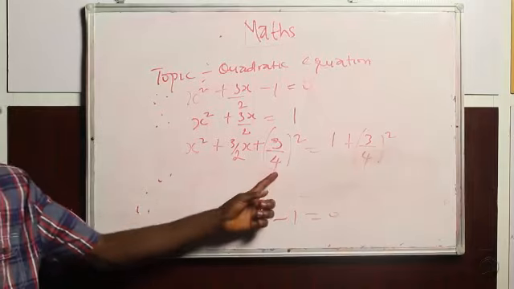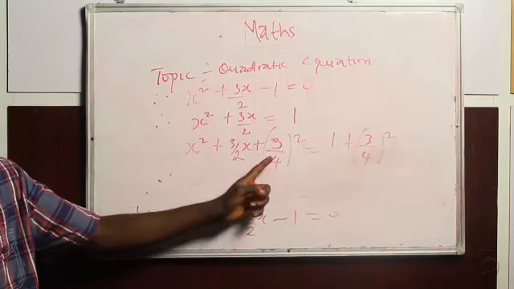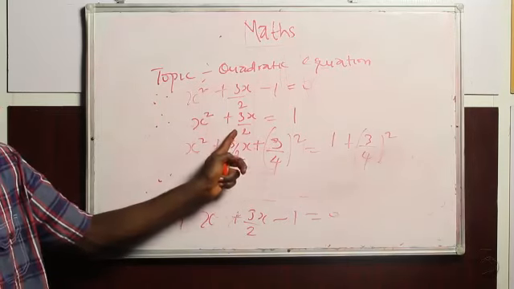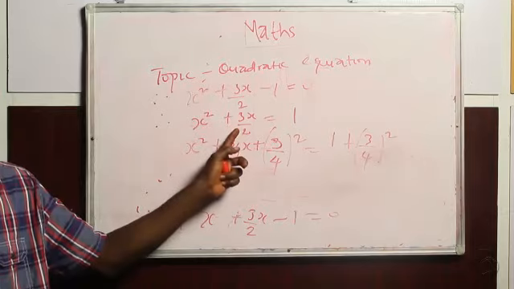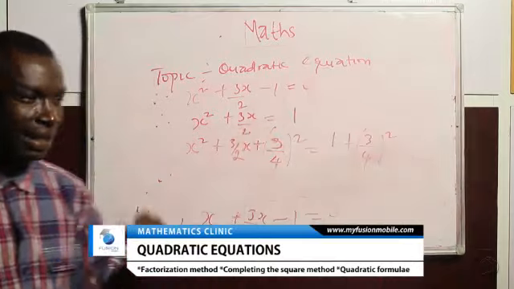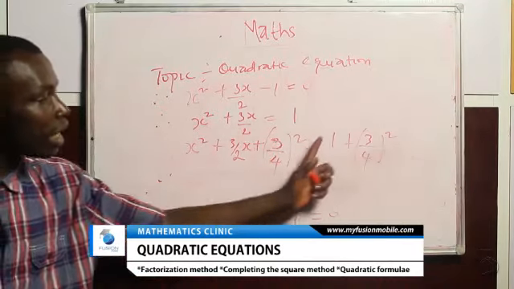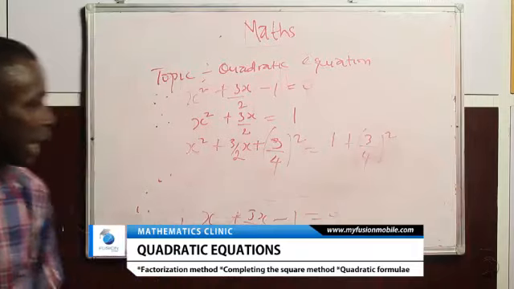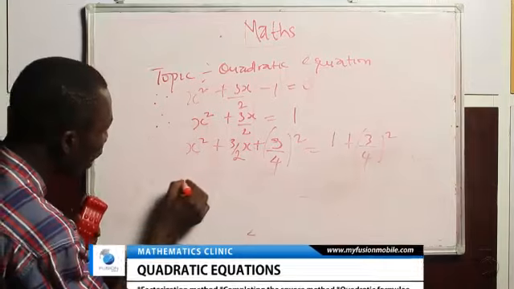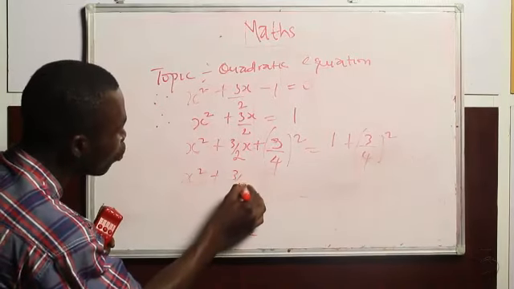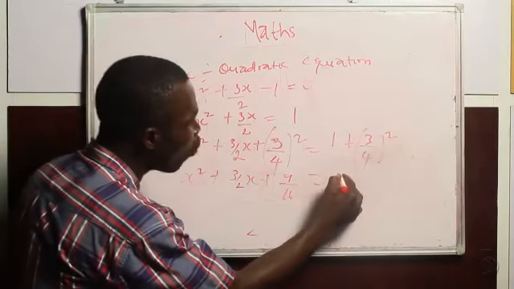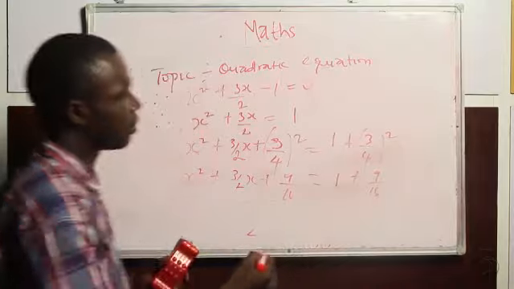How do we get this? Our 3 over 2, we are going to square the half of this coefficient of x and make it a perfect square and add it to both sides. That is (3 over 4) squared equal to 1 plus (3 over 4) squared. How do we find this answer? This answer shows that x squared plus 3 over 2x plus 9 over 16 equal to 1 plus 9 over 16.